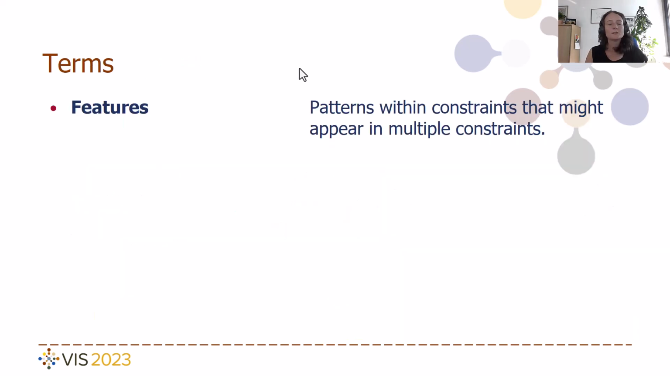One more term that needs to be introduced here, features. After extracting the abstract syntax tree, we could identify common patterns that occur in multiple constraints. We called these patterns features, and we used these features to identify relations between constraints.